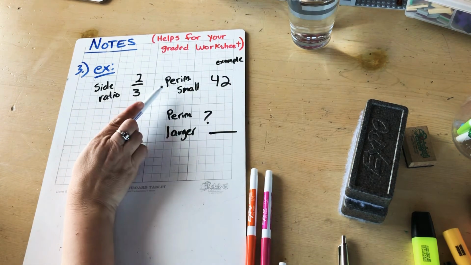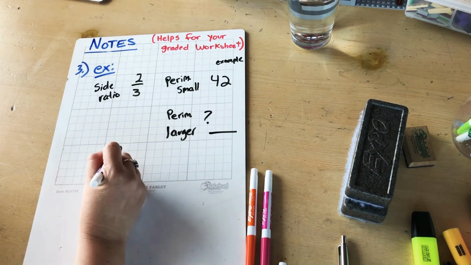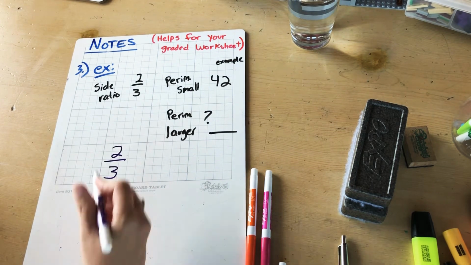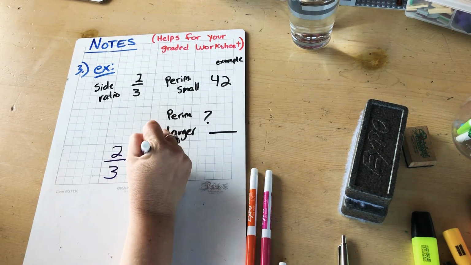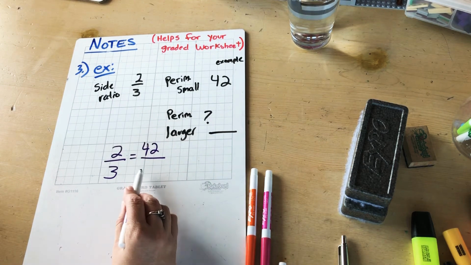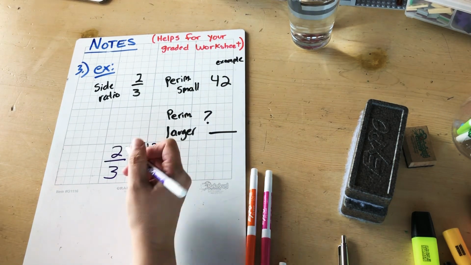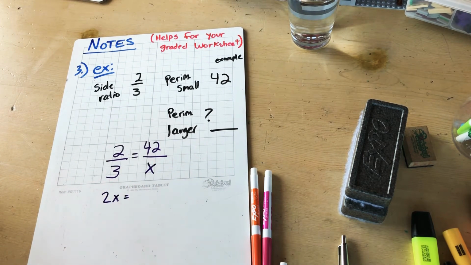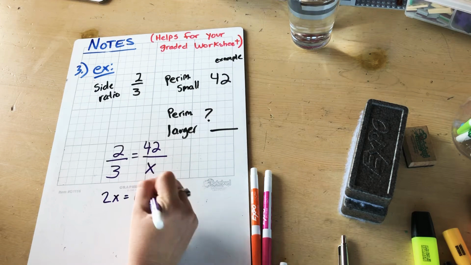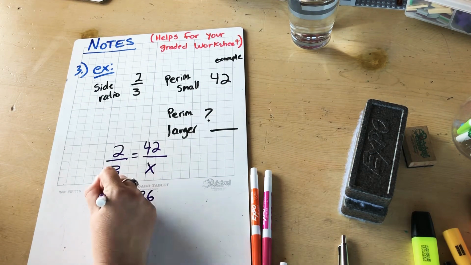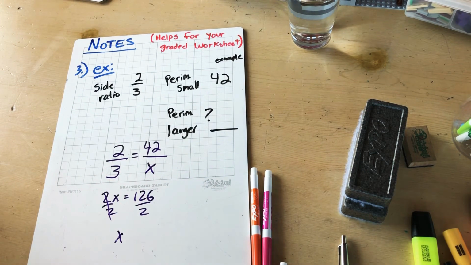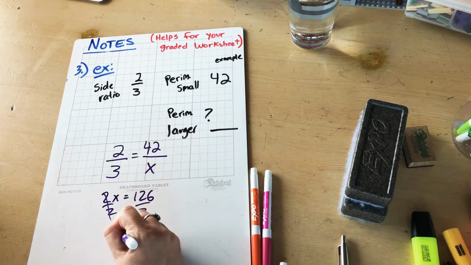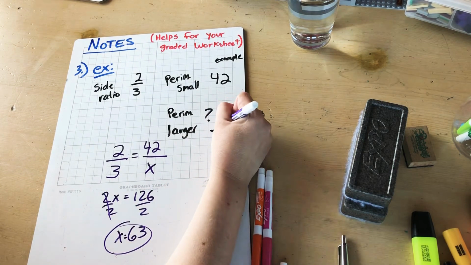Since the perimeter ratio does not change, I can still use the 2/3. And I'm going to set it equal to the smaller perimeter over the larger perimeter. And the larger one, I don't know, so call it X, P, whatever. Then we're just going to cross-multiply. So 42 times 3, 126. Divide both sides by 2. And we get 63. So the perimeter of the larger one is 63.